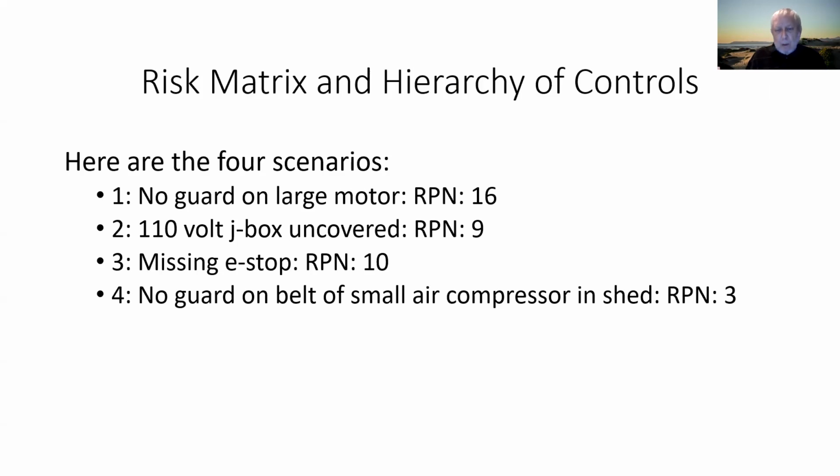No guard on a large motor, risk priority number 16. 110 volt J box uncovered, risk priority number 9. Missing e-stop, risk priority number 10. No guard on belt, a small air compressor and shed, risk priority number 3. So what are we going to do first? We're going to do number 1, right?